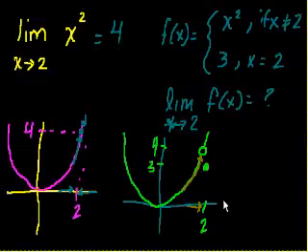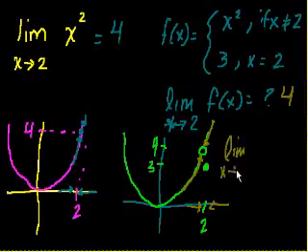Similarly, as you go from the right-hand side, you go along the curve, and f of x is also slowly approaching 4. So as you can see, as we go closer and closer to x equals 2, f of x approaches 4, right? So in this case, the limit as x approaches 2 is also equal to 4.